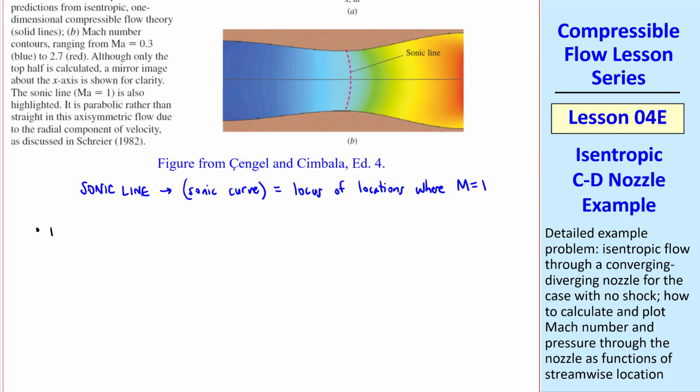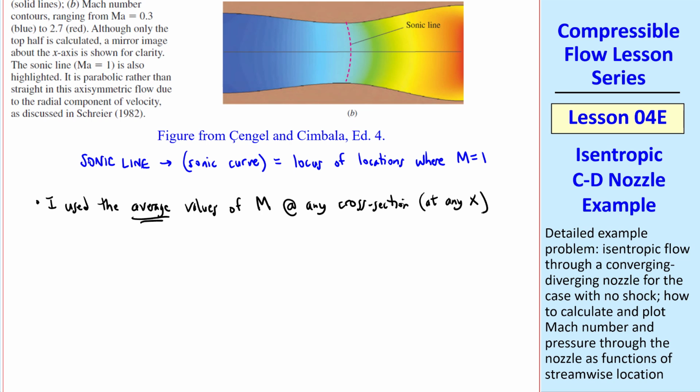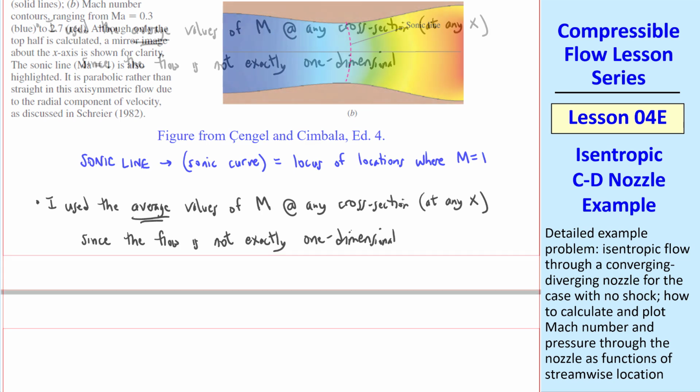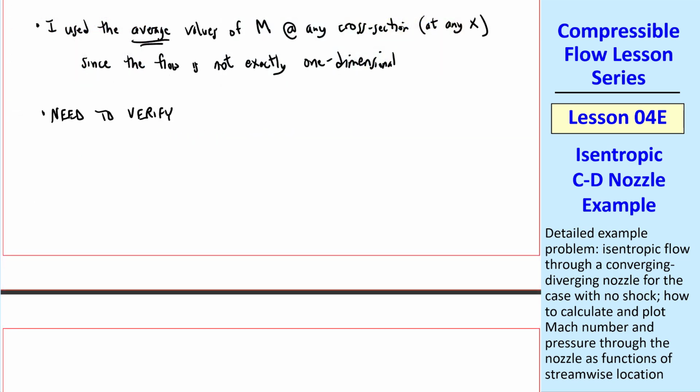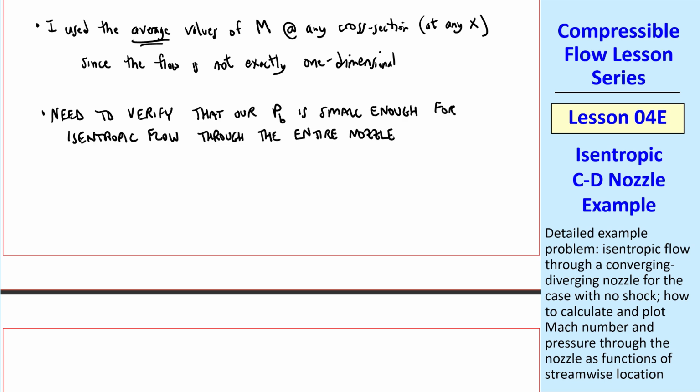And I'll comment here that I use the average of Mach number at any cross-section, in other words, at any x value. The non-one-dimensionality explains some of the differences that we see in the table, and that's because the flow is not exactly one-dimensional. Well, we're not done yet, because we need to verify that our PB is small enough for isentropic flow through the entire nozzle.